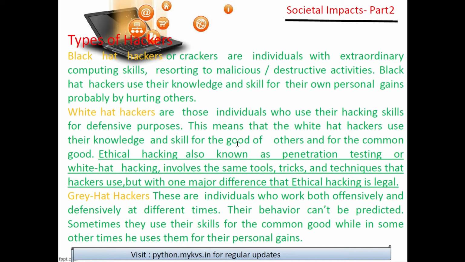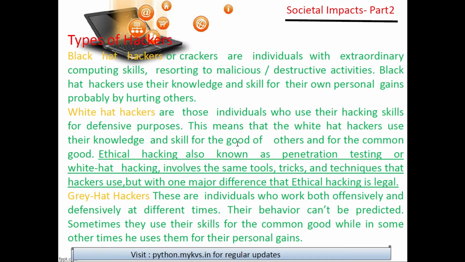But white hat hackers are not like them. They are those individuals who use their hacking skill for defensive purposes. Okay, they want to defend from the hacking attack. They actually want to safeguard our system or the system of the organization where they are functioning. Okay, that is their objective actually. This means that white hat hackers use their knowledge and skill for the good of others and for the common good. It means the general people will have some knowledge in order to safeguard their machine. They will be benefited, the normal, common people will be benefited.